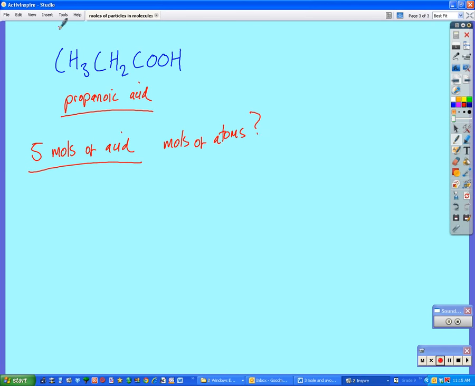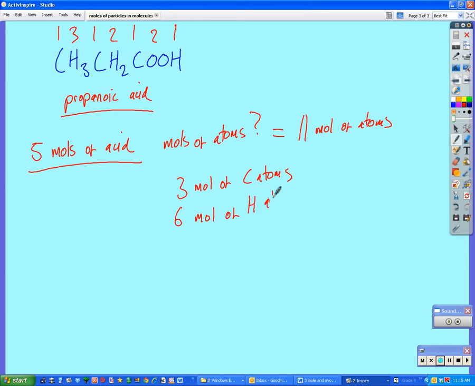We've got 1 carbon, 3 hydrogen. We've got 1 carbon, 2 hydrogen, 1 carbon, 2 oxygen, and 1 hydrogen. That gives us 11 moles of atoms. How many moles of carbon atoms? We've got 3 moles of carbon atoms. We've got 6 moles of hydrogen atoms. And we've got 2 moles of oxygen atoms.